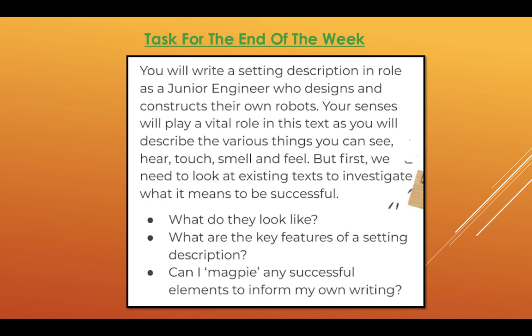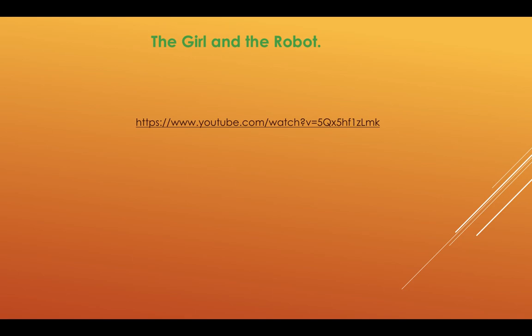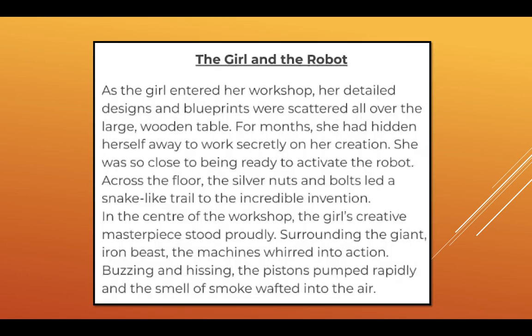So what do they look like? What are the key features of a setting description? Can I magpie any successful elements to inform my own writing? Some people might be thinking, what is the setting? Well, the setting is where the story takes place. So before we continue, we're going to watch The Girl and the Robot. So we'll watch this first, and then we will continue on.